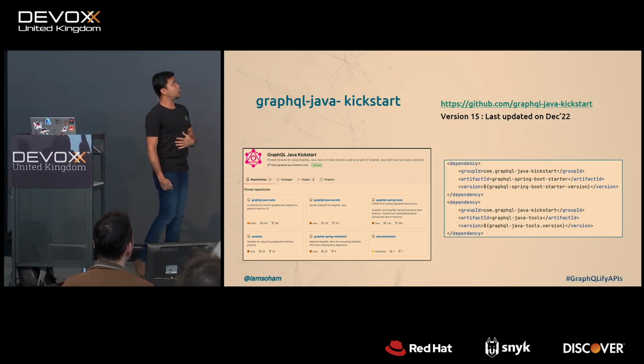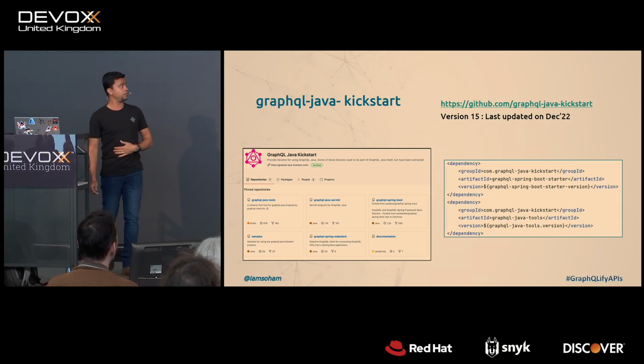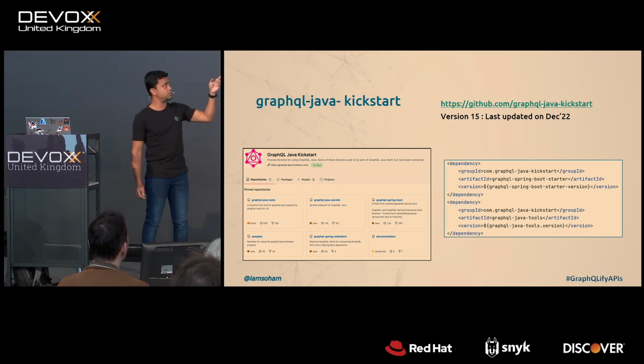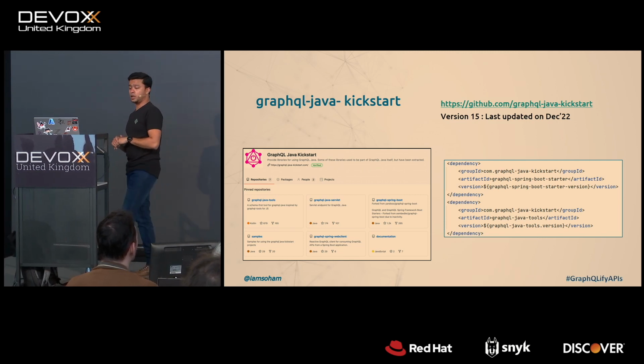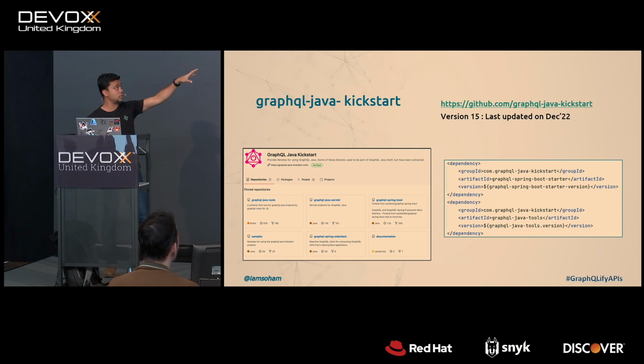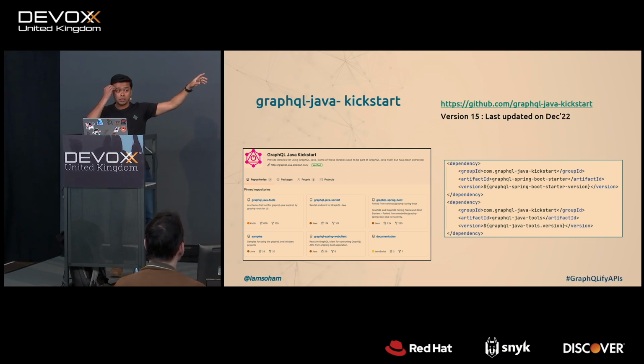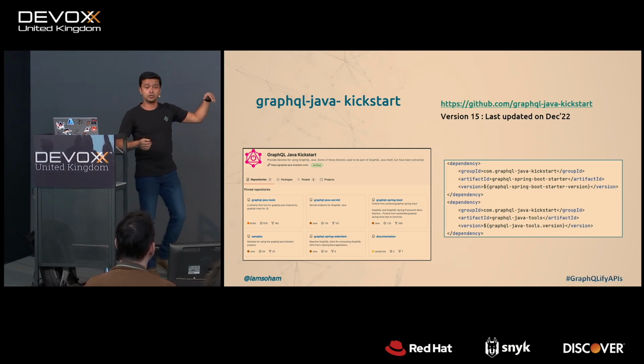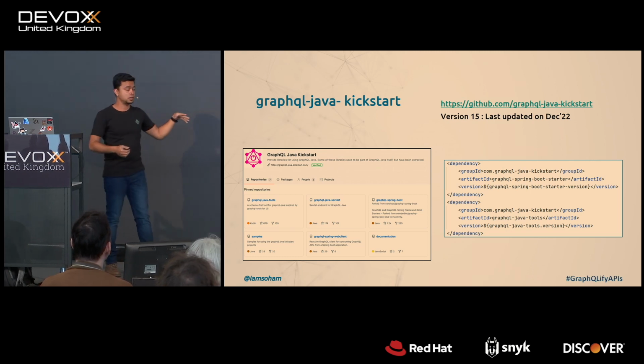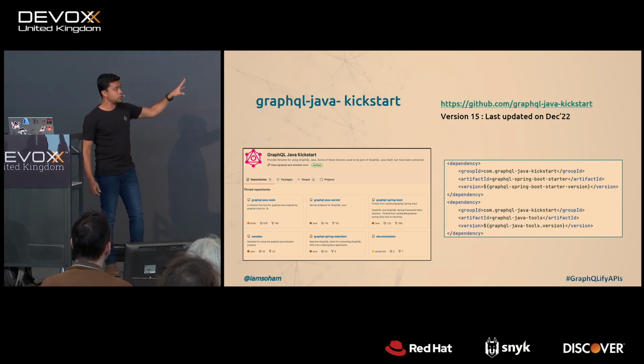Second one is Java Kickstart. This is also quite updated. The last update went in on December. And this update is actually for the Spring Boot 3. The previous versions you can use for 2.7.x. They are also quite active.